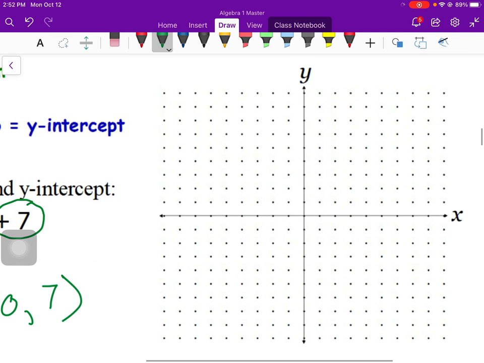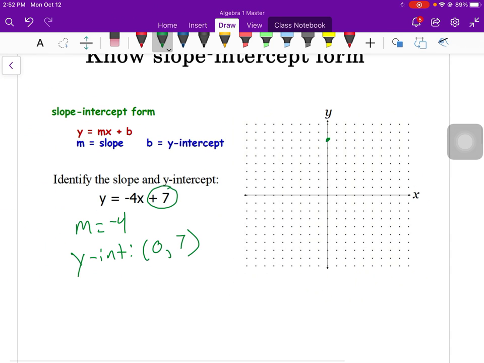So to graph this line, we find our y-intercept, which is 0, 7. So we go 0 left or right and go up 7 because it's a plus 7. So 1, 2, 3, 4, 5, 6, 7 is right there. Now our slope tells us our rise over run. I could think of this as negative 4 over 1. I would go down 4, right 1. Because I always want to go up and to the right if it's positive, but now we go down 4, right 1. So 1, 2, 3, 4 down, right 1.